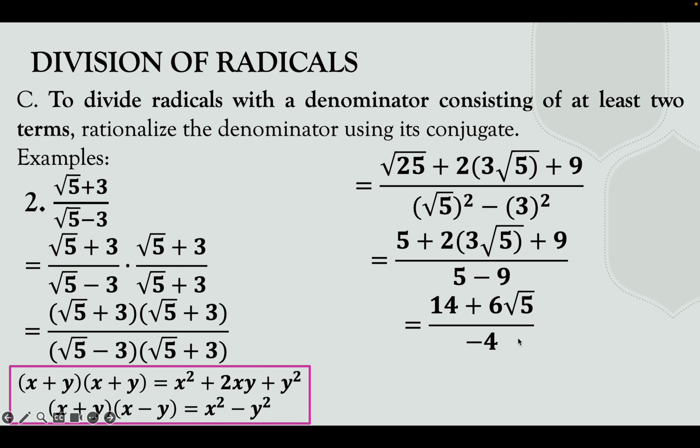So we can reduce this one. Their common factor is negative 2. So 14 divided by negative 2 is negative 7, and then positive 6 divided by negative 2 is negative 3, and negative 4 divided by negative 2 is positive 2. So we have the final answer: negative 7 minus 3 square root of 5 over 2.